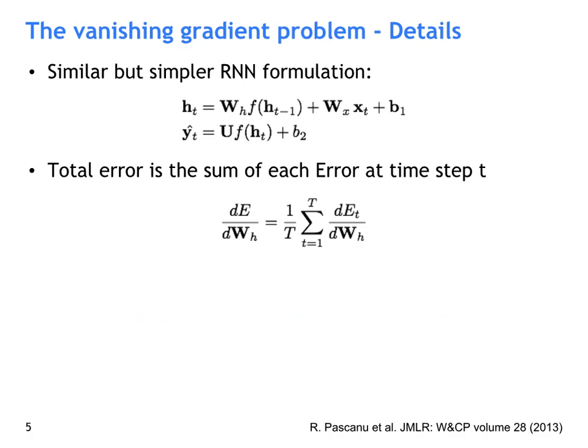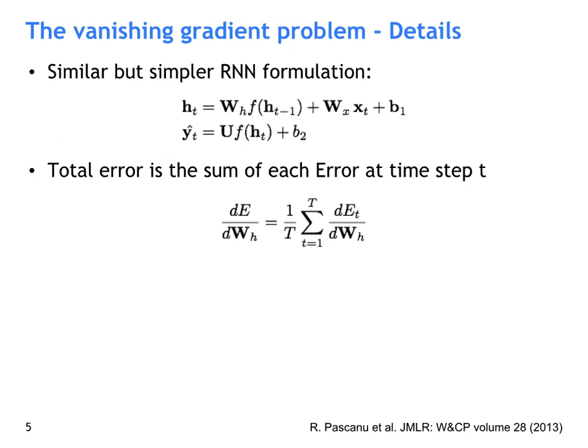The vanishing gradient problem, of course, is not only a problem in RNNs. It's a problem that you can find in deep learning. But the way that you take care of it in RNNs is different from the way you take care of it in feed-forward networks.